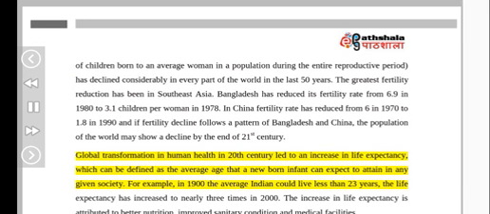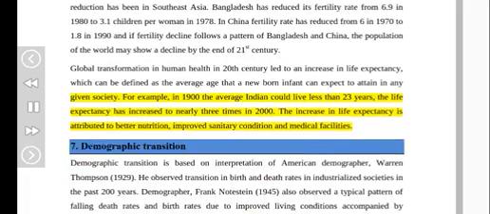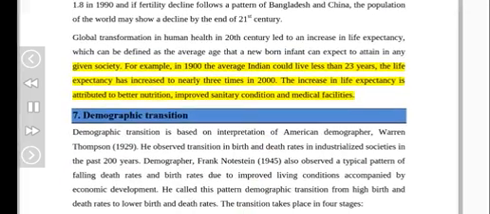Global transformation in human health in 20th century led to an increase in life expectancy, which can be defined as the average age that a newborn infant can expect to attain in any given society. For example, in 1900 the average Indian could live less than 23 years. The life expectancy has increased to nearly 3 times in 2000. The increase in life expectancy is attributed to better nutrition, improved sanitary condition and medical facilities.